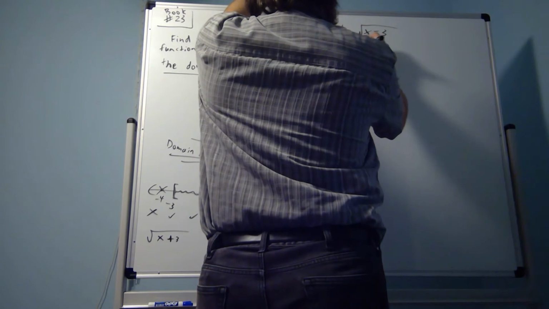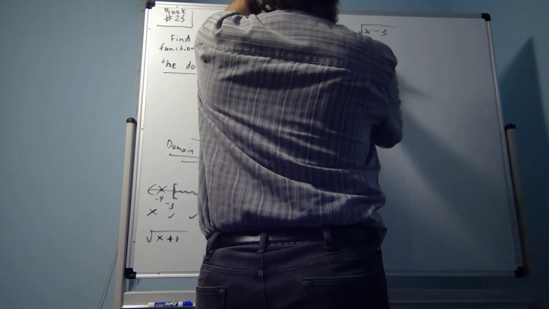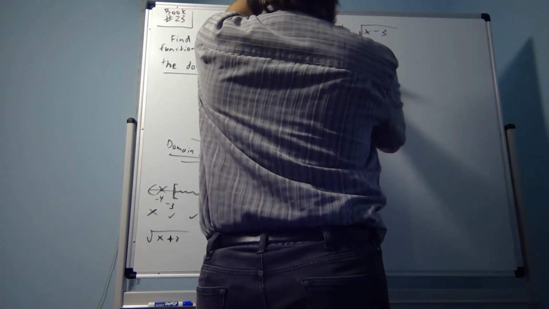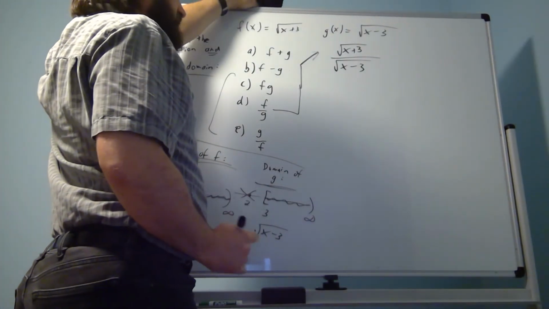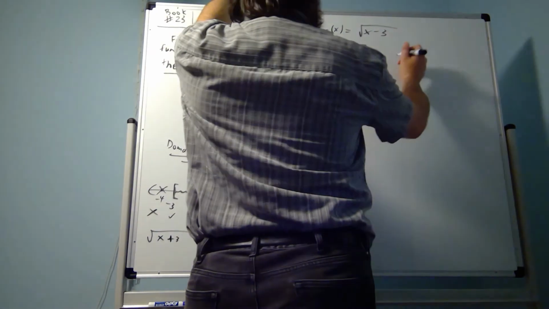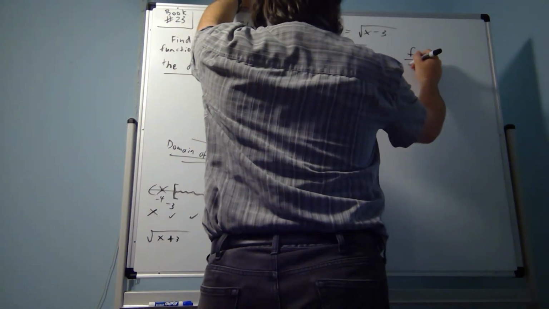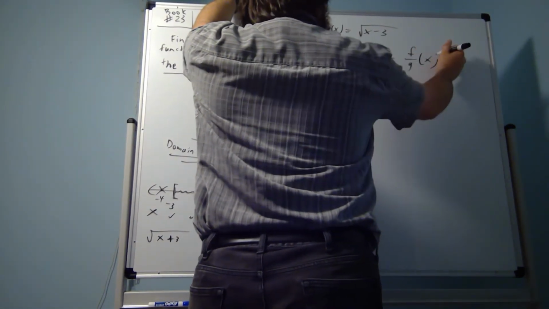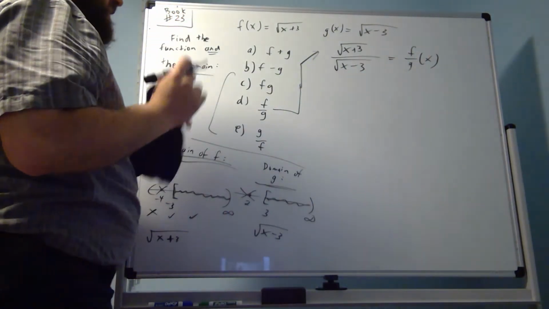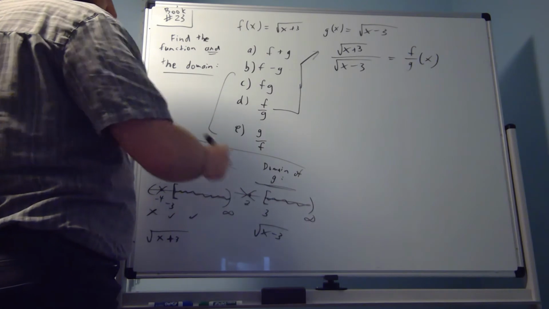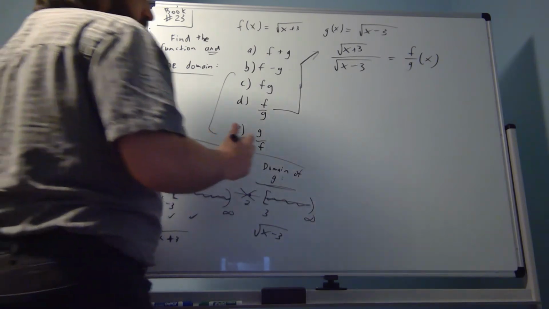So what are all the things that could possibly go wrong here? It's almost the same thing, but now we're dividing by the square root of x minus 3. So this is f divided by g of x is equal to f of x divided by g of x. That's not the hard part. The domain part is probably the hard part.